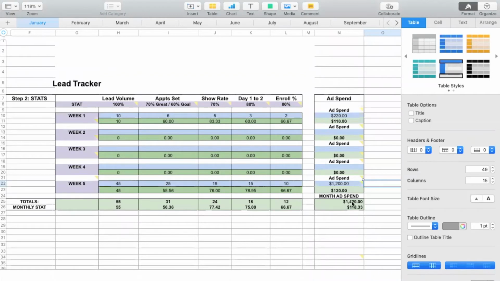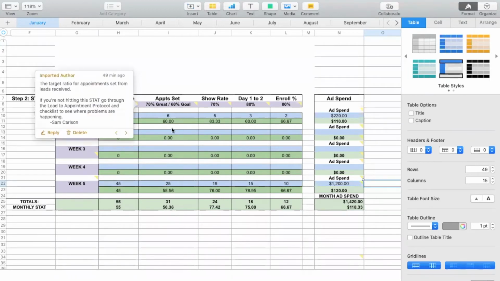So here's what these totals mean at the bottom. First, we have a total lead volume of 55 leads for that time period for March. Of the 55 leads, 56.36% had an appointment made. Now, remember that number is represented here. There are some numbers up here that I'm going to go over in just a minute.